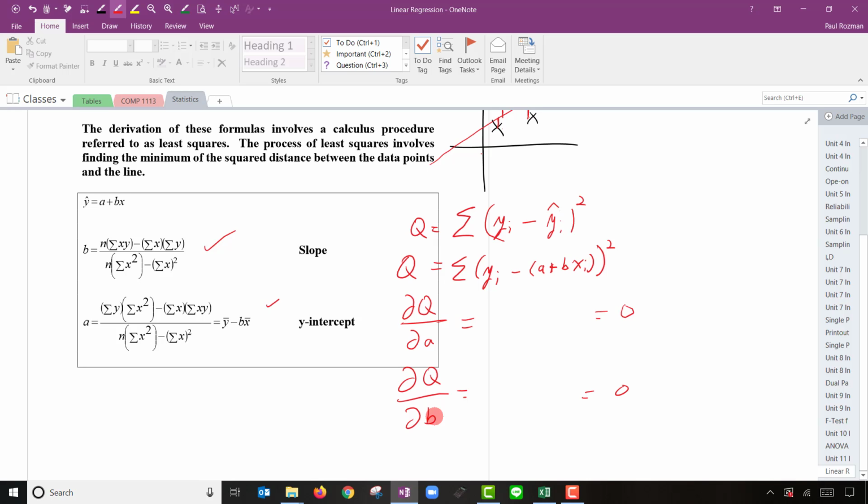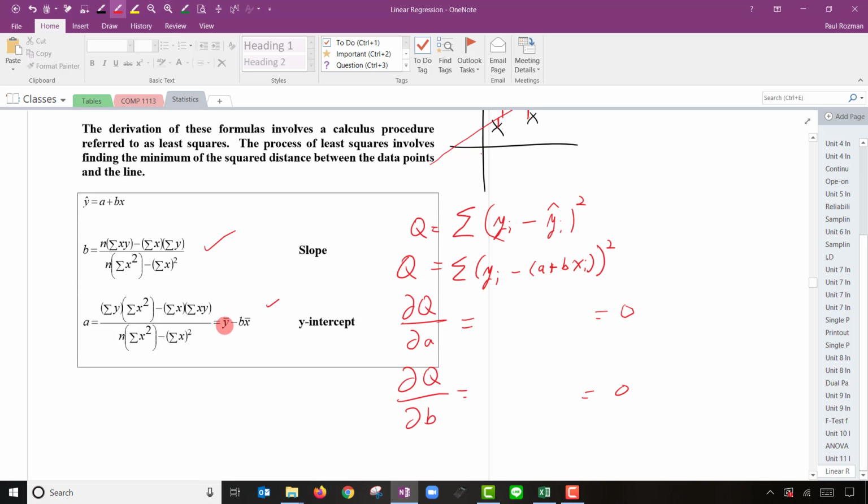The algebra obviously gets to be a little nasty once you have the two equations. You have to solve them. It's two equations with two unknowns, and then when you solve them, you get a and b. And this process extends to however many variables you had. If this were 3 variables, it'd be a plus bx1 plus cx. And then I'd take partials with respect to a, b, and c, and I'd have three equations with three unknowns, and I'd come up with my three estimates here.